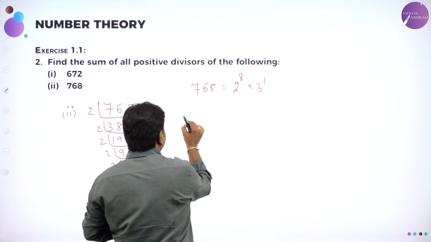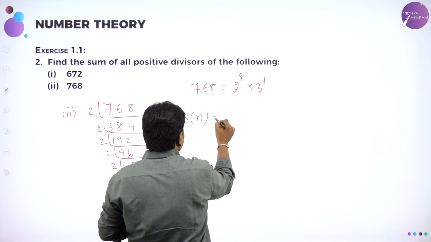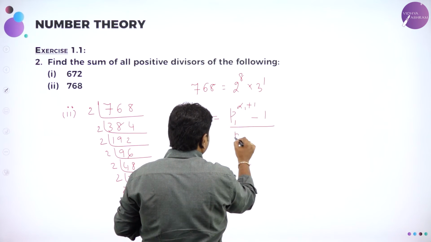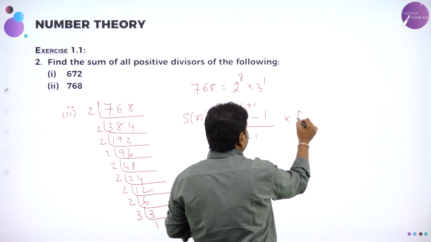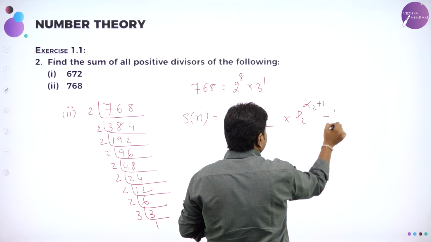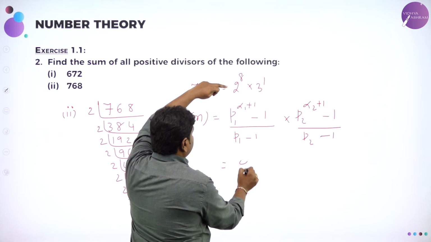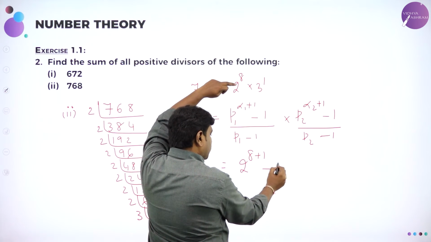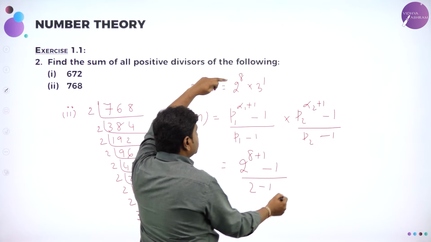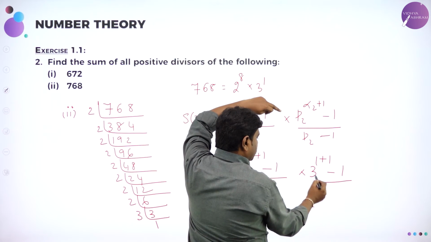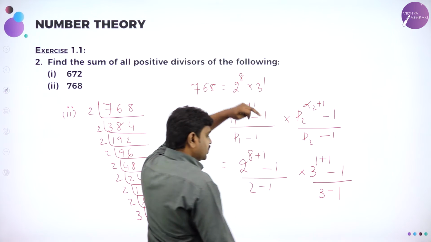Now the sum of divisors, S of n, is equal to P1 power alpha 1 plus 1 minus 1 divided by P1 minus 1, into P2 power alpha 2 plus 1 minus 1 divided by P2 minus 1. What is the meaning? Meaning is simple. Take the number 2 power 8, add 1 to the power, subtract 1 from the base, divided by 2 minus 1. Second, 3 power 1, add 1 to the power, minus 1 divided by base 3 minus 1. That's it. So simplify this.